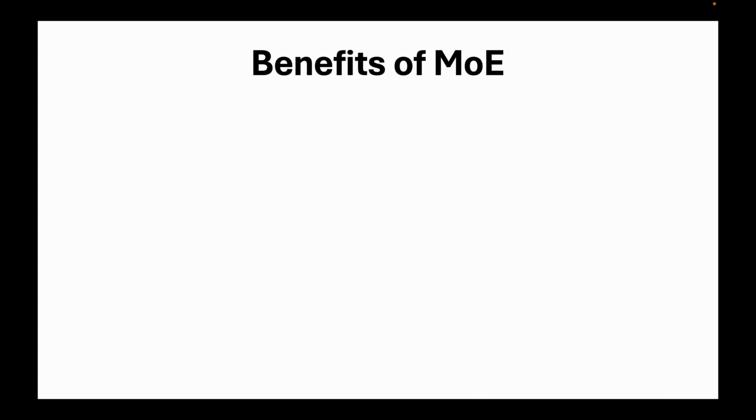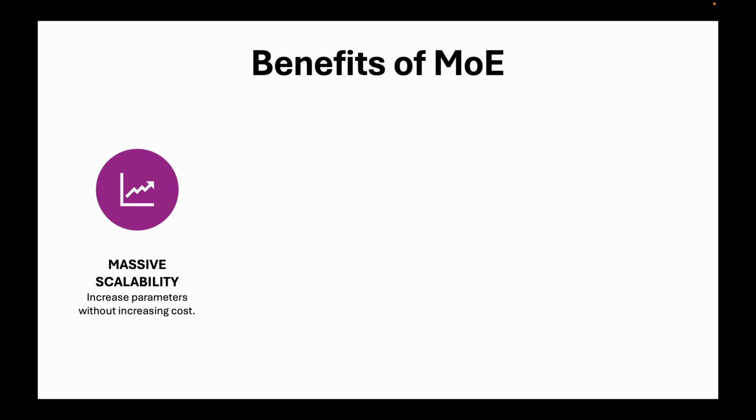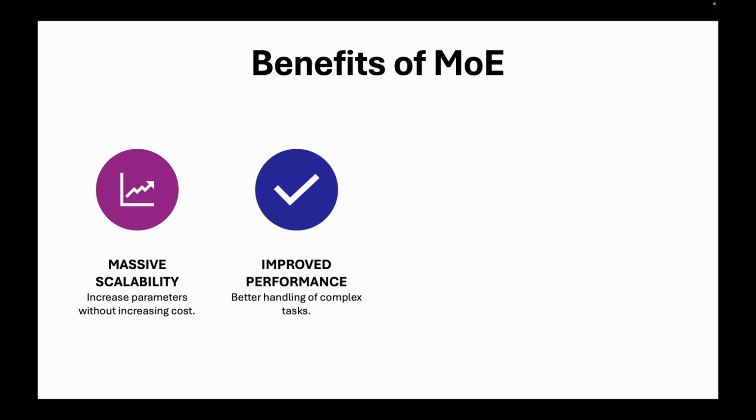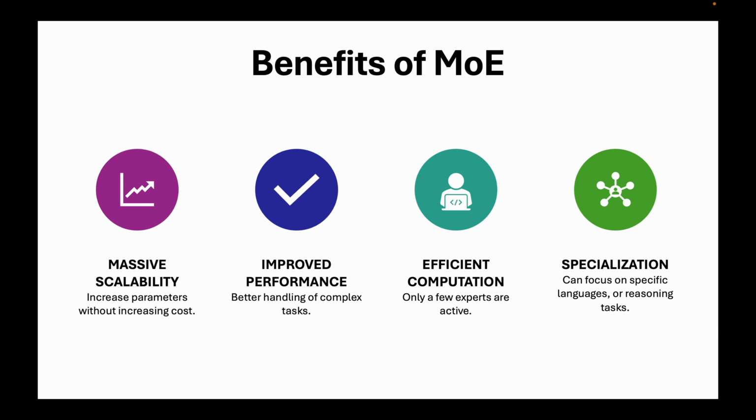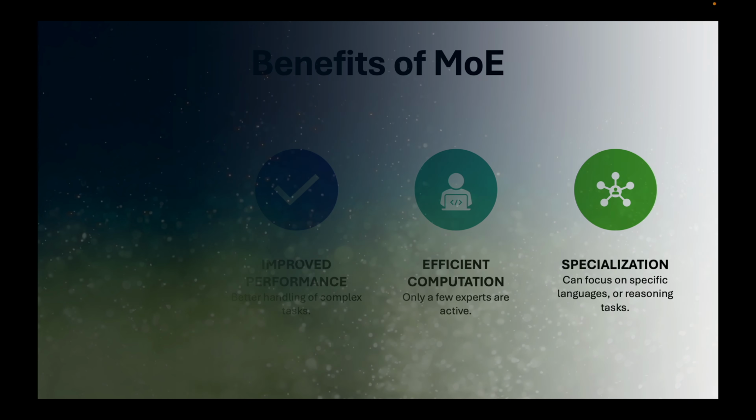Benefits of Mixture of Experts: massive scalability. It can increase parameters without increasing the cost. Improved performance. It has better handling of complex tasks. Efficient computation, because only a few experts are active. Specialization. Experts can focus on a specific language or reasoning task.